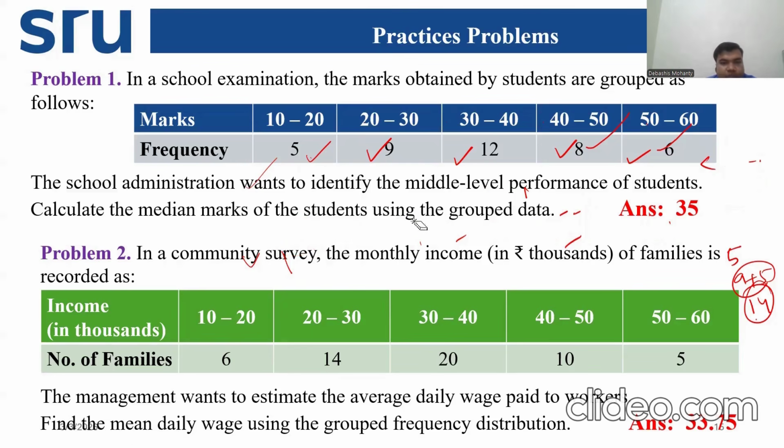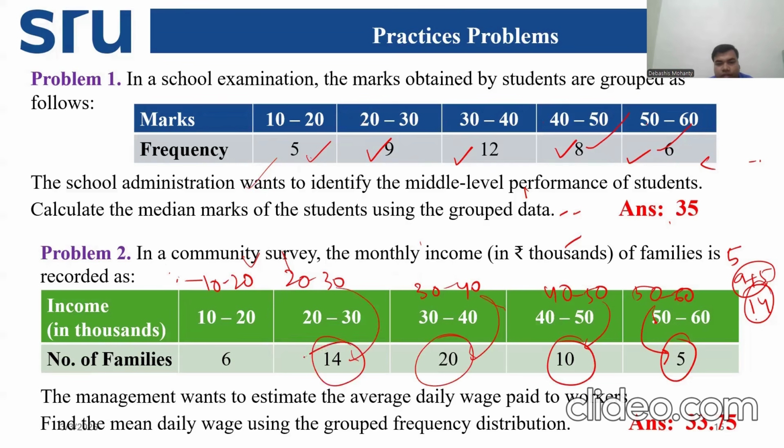Next, students, coming to the next question. In a community survey, the monthly income in rupees 1000 of a family is recorded. So income here represents the class interval. The intervals are 10 to 20, 20 to 30, 30 to 40, 40 to 50, and 50 to 60. The frequency of 50 to 60 is 5, 40 to 50 is 10, 30 to 40 is 20, 20 to 30 is 14, and 10 to 20 is 6.